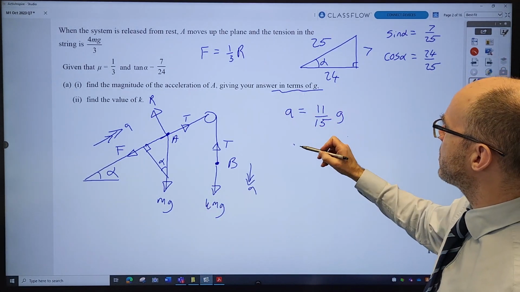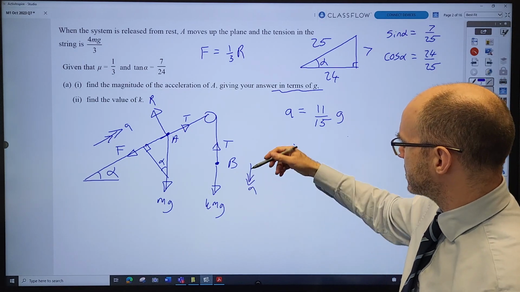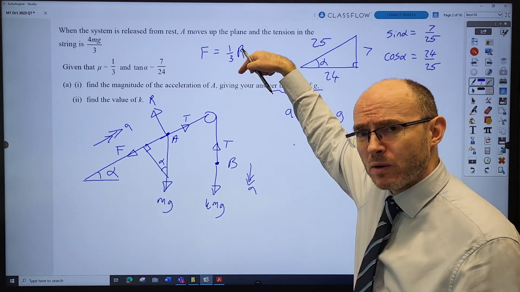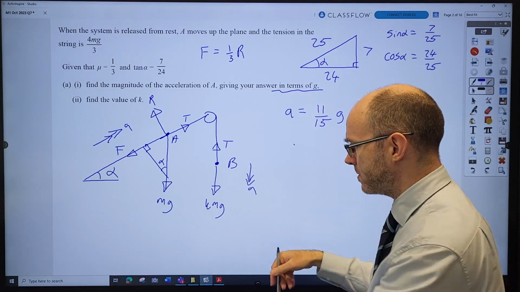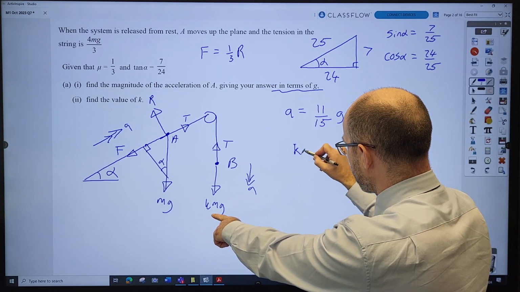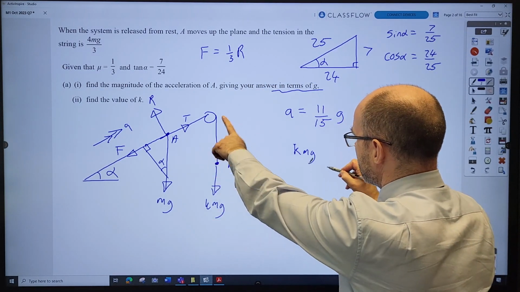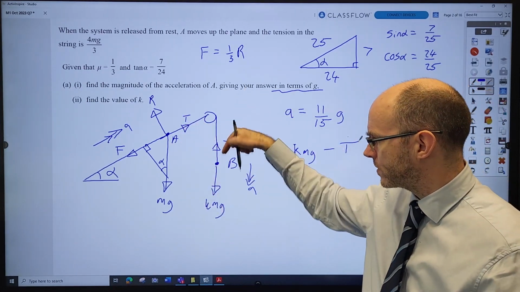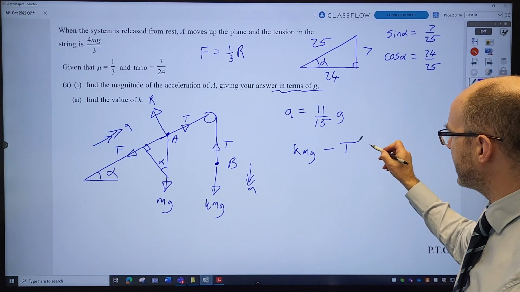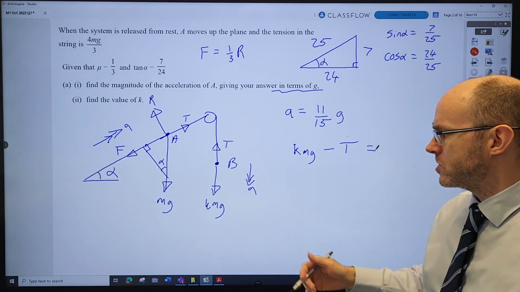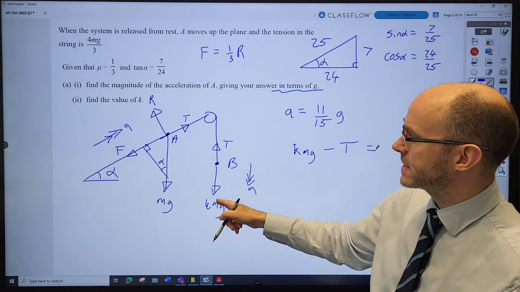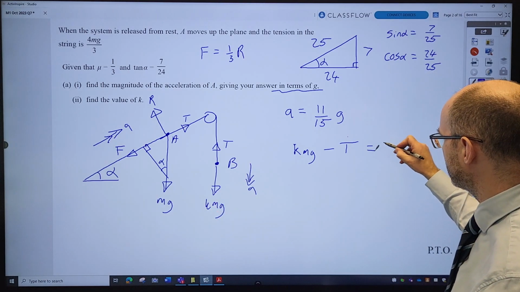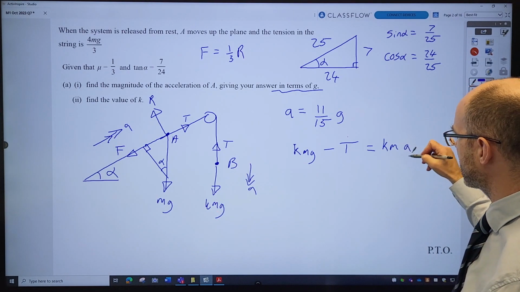Anyway, so for particle B, I'm going to do it now. It's moving downwards. Because it's moving downwards, we take downwards as positive. So the kmg is going to be positive, and then subtract T because it's in the opposite direction. So that's the total force resolved downwards, kmg minus T, and that's equal to mass times acceleration again. Don't forget the mass of B is km, right? So km times acceleration.